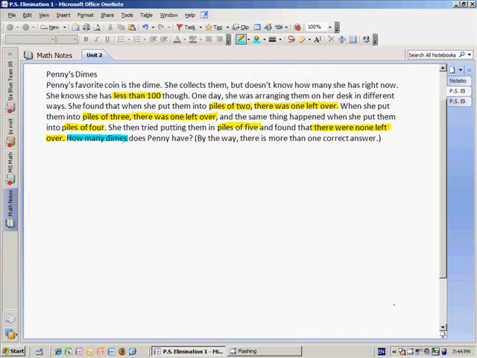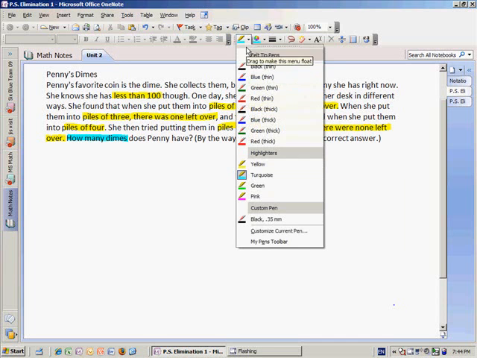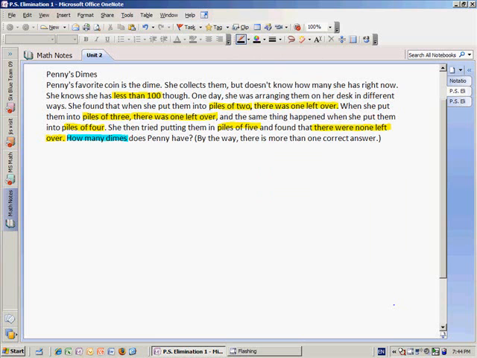Finally, we always review what the question is asking, and here we need to determine how many dimes Penny has. So we begin by creating a list of all the possible numbers and clues that we have. The first clue that we received is that if she puts them in piles of 2, there's one left over. That means it's going to be a number divisible by 2 with a remainder of 1. When she put them in piles of 3, there's also one left over. So if we divide it by 3, there's going to be a remainder of 1. Same thing for 4s. If we divide it by 4, there's going to be a remainder of 1.